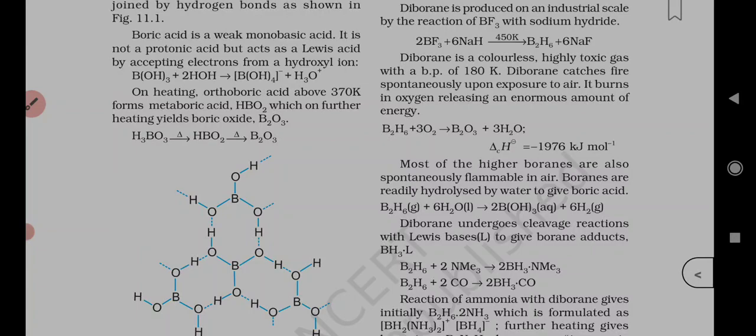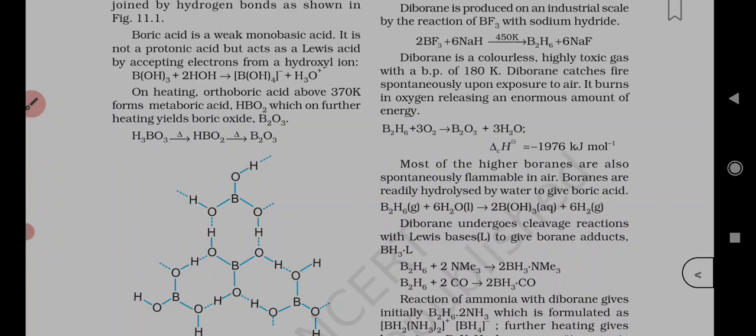Diborane undergoes cleavage reactions with Lewis bases to give boron adducts. B2H6 plus 2NMe3 will form 2BH3NMe3. Lewis base means a lone pair donor, and diborane will accept the lone pair. B2H6 plus 2NMe3 forms 2BH3NMe3. B2H6 plus 2 carbon monoxide will form 2BH3CO.